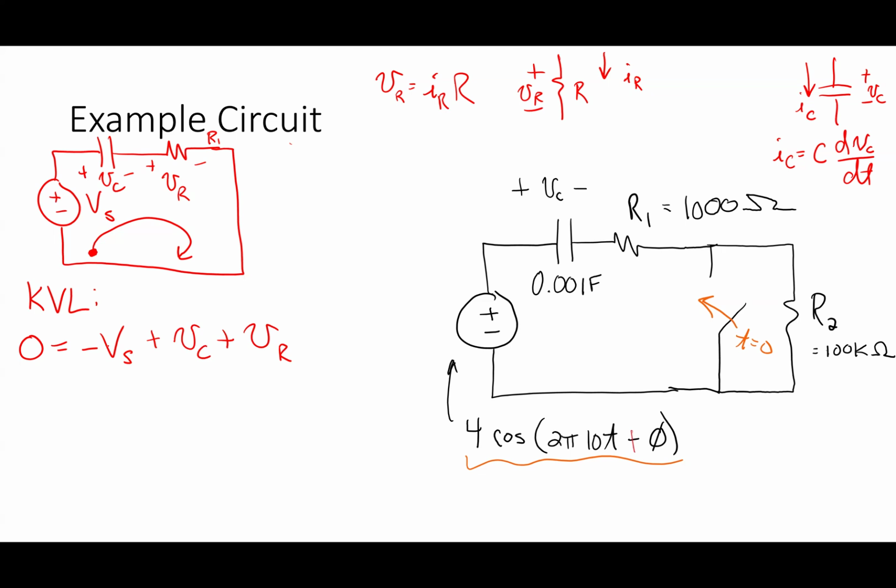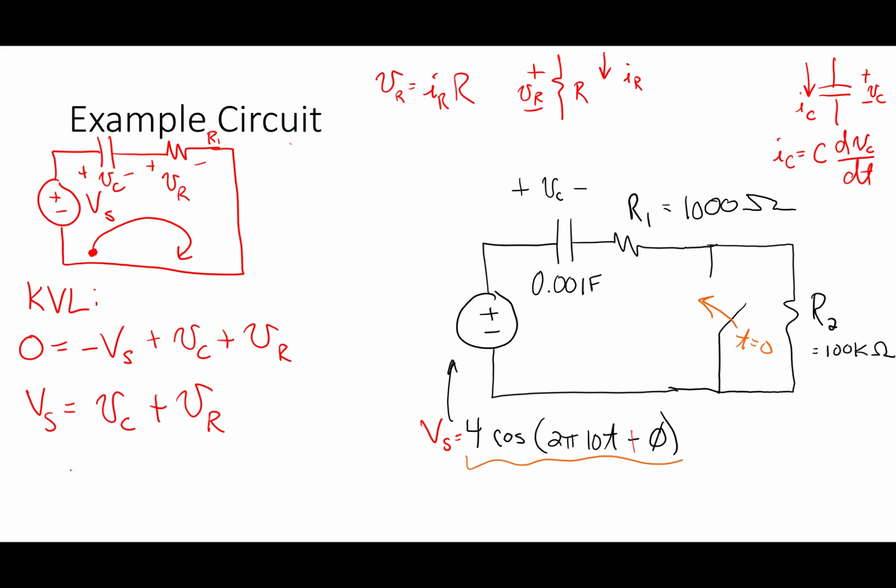Now I rearrange it and I say V sub S equals V sub C plus V sub R, like that. Now what? That's not a differential equation yet. How do I turn that into a differential equation? Be clear, this is my V sub S. How do I turn that now into a differential equation?